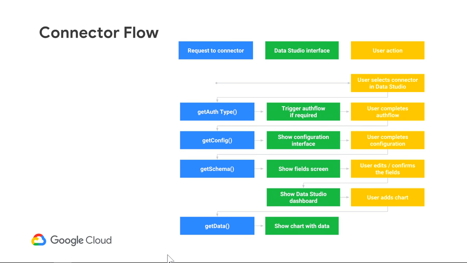The next thing that happens is a call to getConfig, which is what let us see which configuration items are needed. In the case of Stack Overflow, that was the tag and the sort options. We show that configuration interface and let the user complete the configuration. Then we make a call to the getSchema function, which showed us the fields on the next page. We show that field screen, and the user can edit those if necessary. In our case, we were already happy with the fields. And then we're into Data Studio. At that point, the user can add any charts as necessary, or in my case, we had a template that already had the charts created, so it just did a getData call and brought in all the data that we needed. At this point, Data Studio just shows the chart with the data.